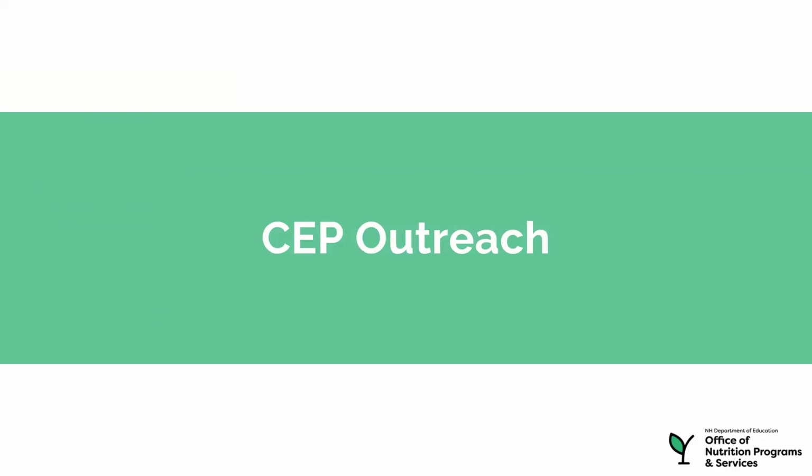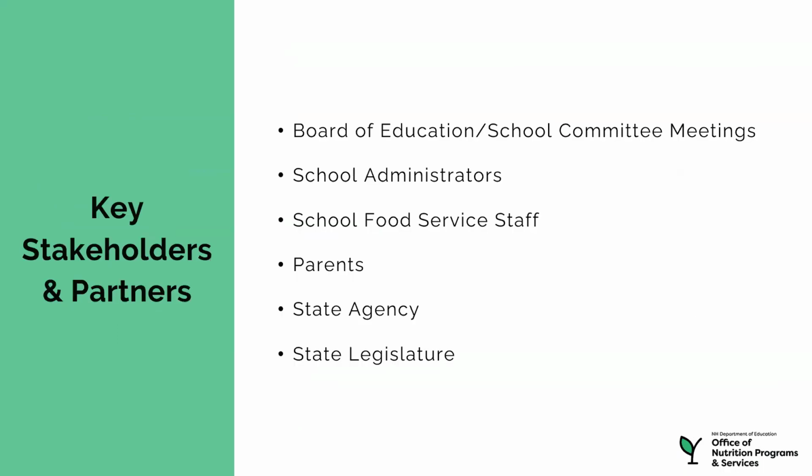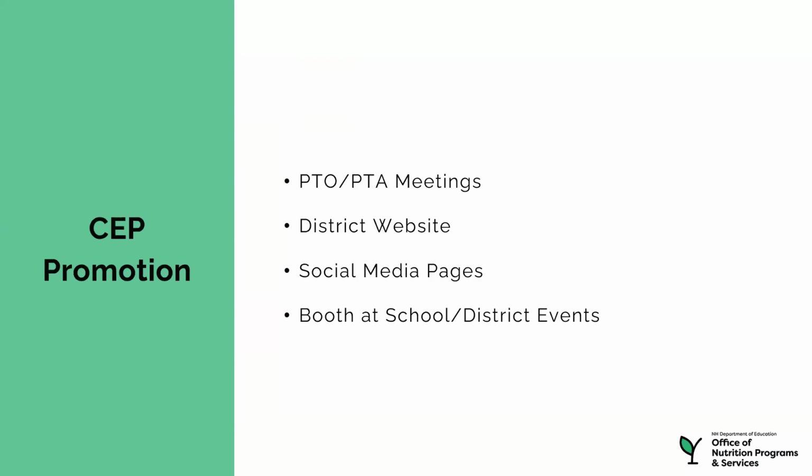And now for CEP outreach. So here are a list of some key stakeholders and partners for CEP. So a board of education or school committee meetings, your school administrators, school food service staff, parents, our office, of course, and then state legislators. And some ways to promote CEP could be at PTO or PTA meetings, on the district's website, social media pages, and then at a booth or at any school events.